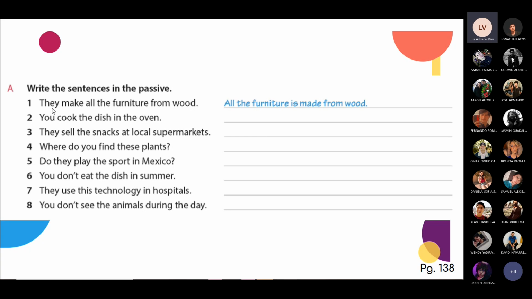So for instance, in the first one, they say they make all the furniture from wood, but in order to make it a passive, we say all the furniture is made from wood, right? Is and then made. And then we have the subject right here. Also, think about if they are asking a question or in the negative form. I want to see how you go with those two different forms, but still the same structure. So go ahead and work on that. Maybe at 1:06 because I already took 1 minute of your time. So if you have questions, I will be here.